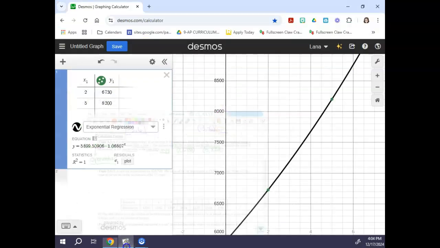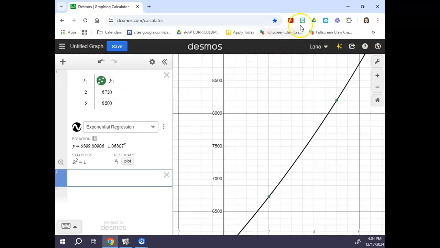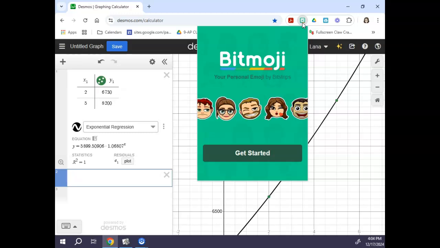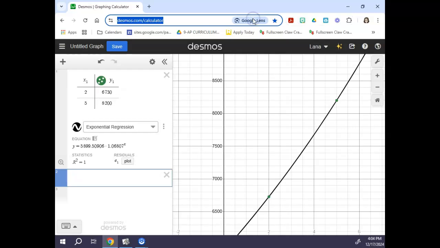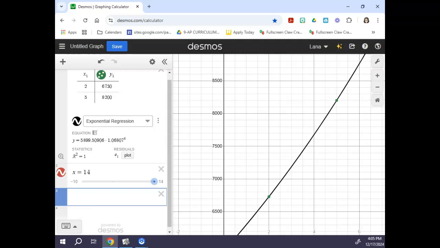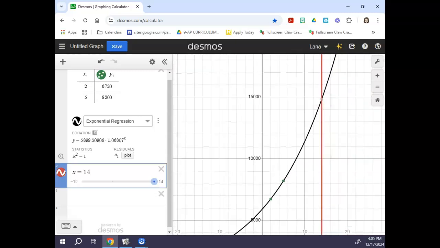Okay, so then I'm going to come back over here, and I'm going to type in x equals 14. I don't know what's happening with my emoji there. I don't want that. I want x equals 14. And I'm going to hit enter. Now I can't see it, okay, and that's because it has it zoomed in here. But if I just zoom out a little bit, oh, look, there it is right there.